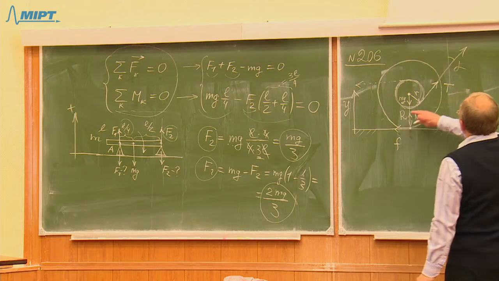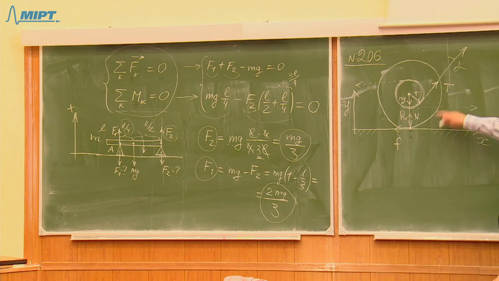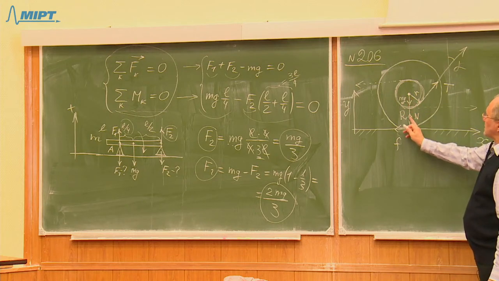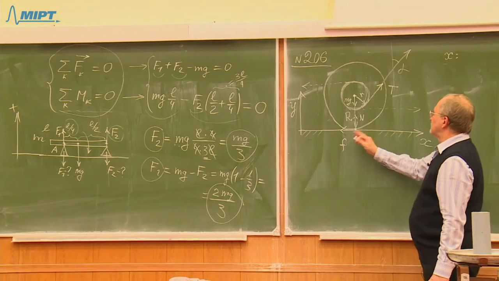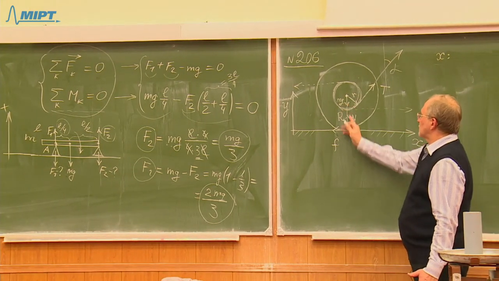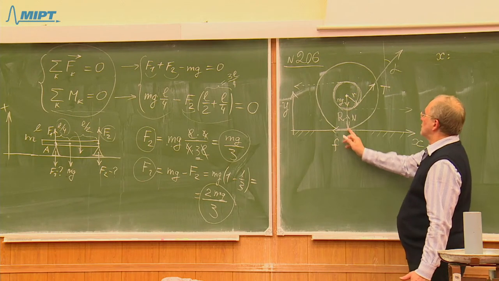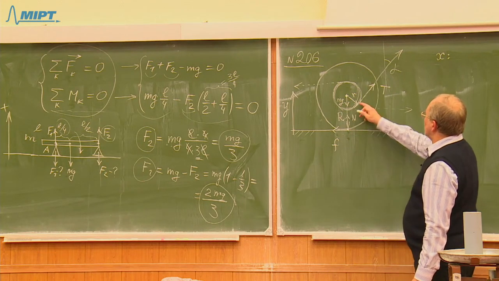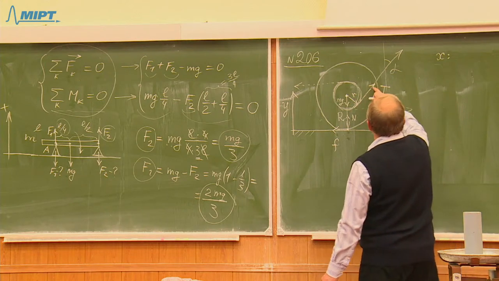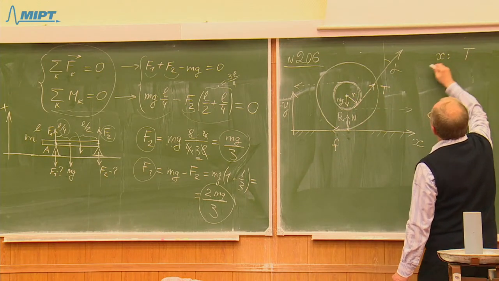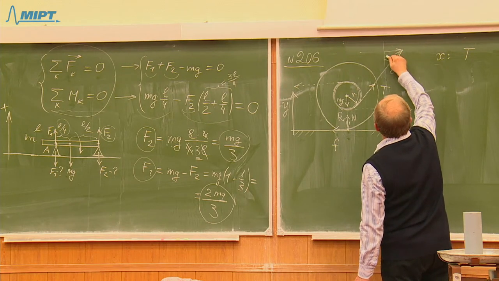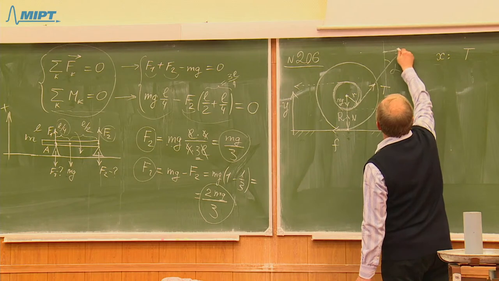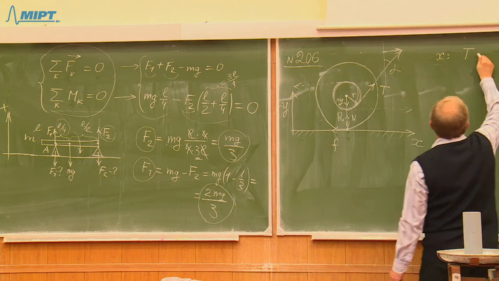And so we consider the horizontal components of all forces. The force mg and the force N, the force of surface reaction, have no horizontal component. That is, their horizontal component is zero. So we don't take them into account here. And the horizontal component of force T will be, if it's here, this one. So this horizontal component will be equal to T sine alpha.